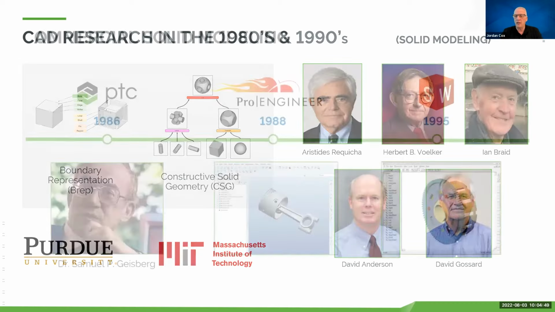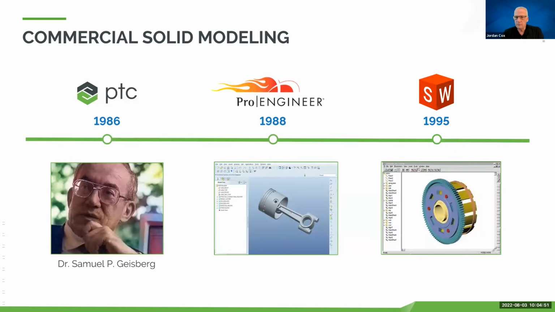And right in the middle of that time period, lo and behold, Dr. Samuel Geisberg created a company called Parametric Technology Corporation, of course, later to become PTC, and offered the first commercial solid modeler called ProEngineer. And that's our heritage here at PTC. We were very excited to bring to the world that first commercial solid modeler.